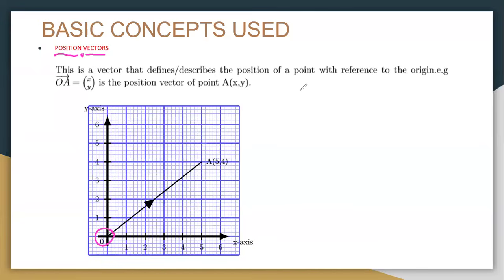And when you are writing a position vector, O is always the starting point. You can write OA. You can write OB. You can write OC. So whenever you find such, it means that is a position vector. It starts from the origin.